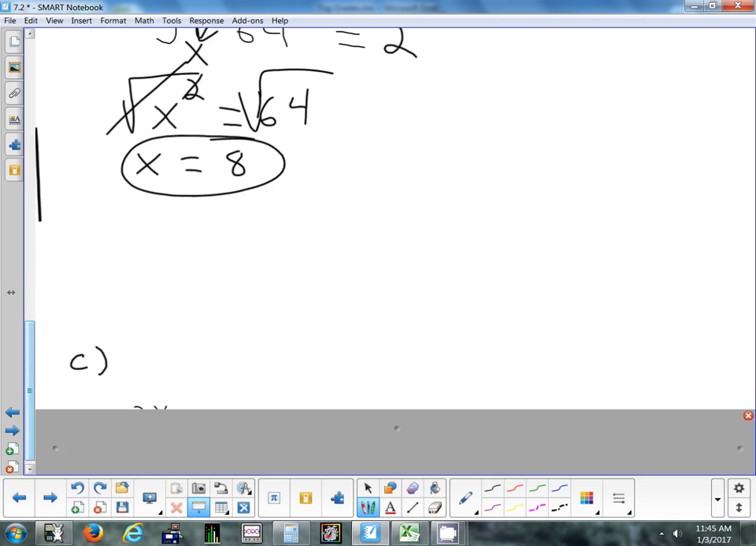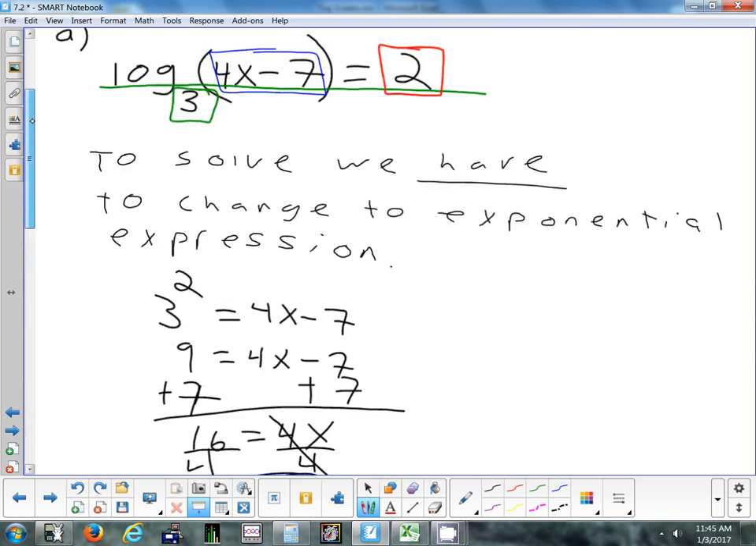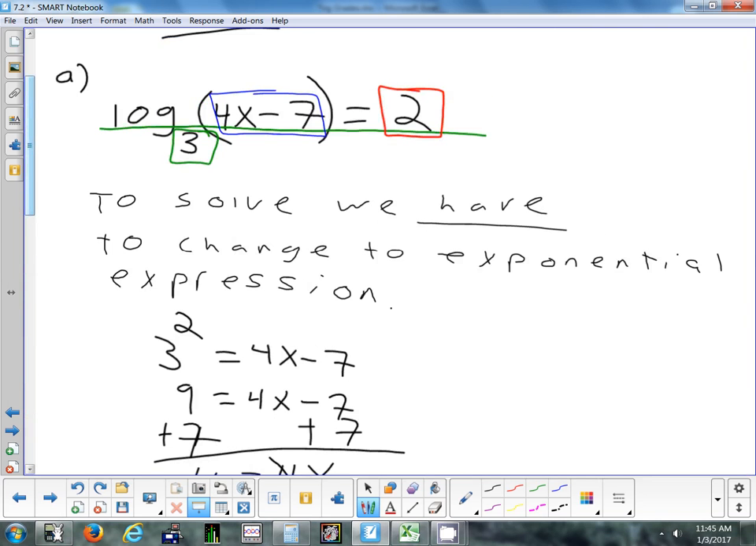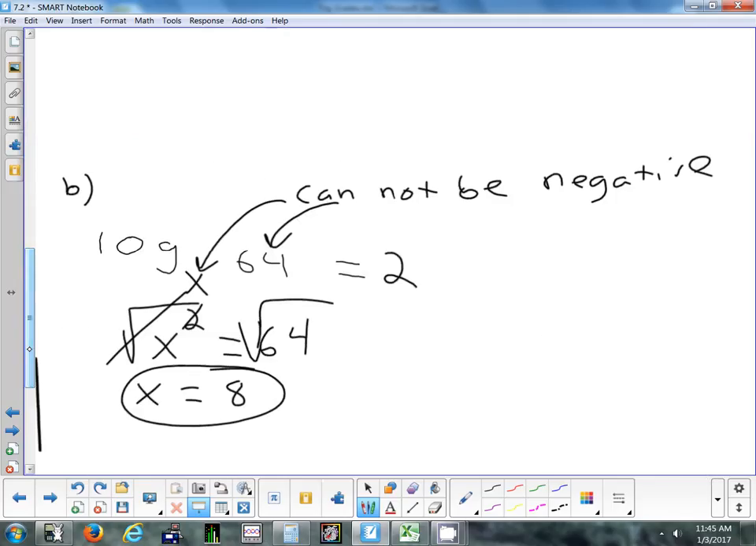Okay, so we looked at a problem where the variable was in the argument. We did one where the variable was in the base. And whenever that happens, you're going to have to take a root of each side. If this was a 3, you'd be taking a cube root. If this was a 4, you'd be taking a fourth root. Whenever the base is a variable, you're going to have to take a root.